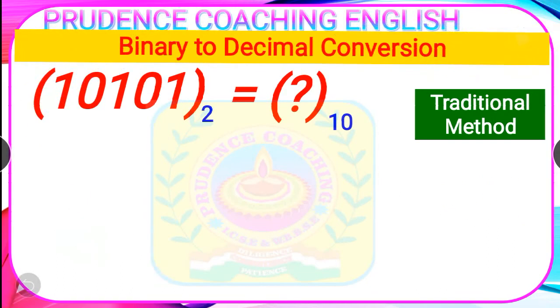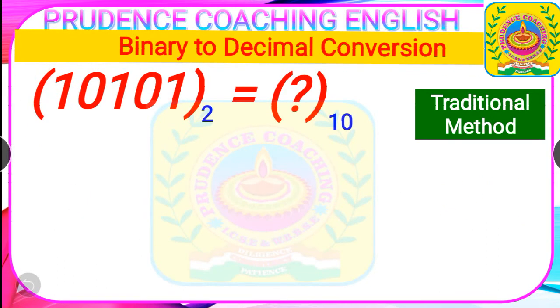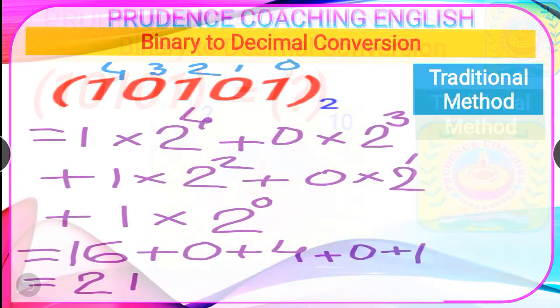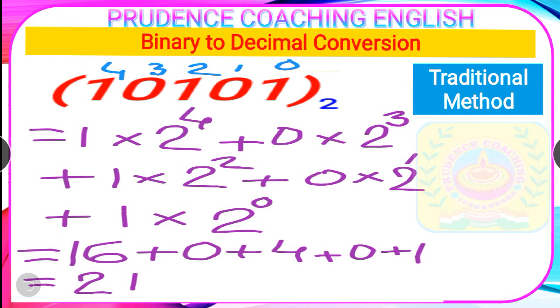Yes students, now we will be discussing binary to decimal conversion. You can see this is a binary number and we have to transform it into decimal number. Now we will start with the traditional method. So here you can see the question is 10101. Now we will start counting the digits from the last. The last digit is 0. Next 1 2 3 4. In this way we will count this number.